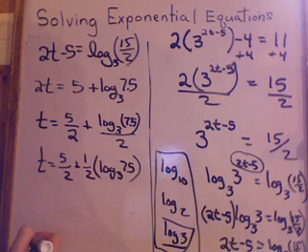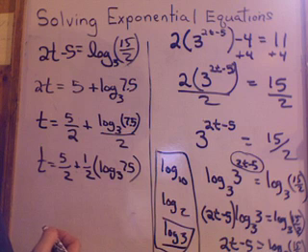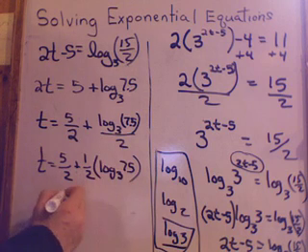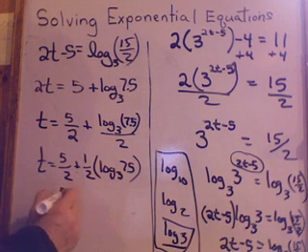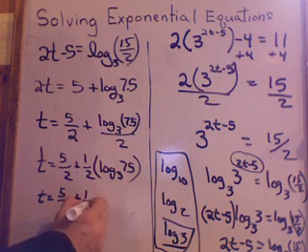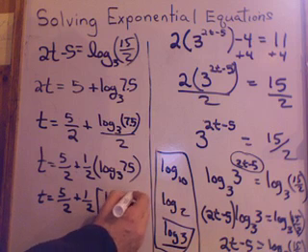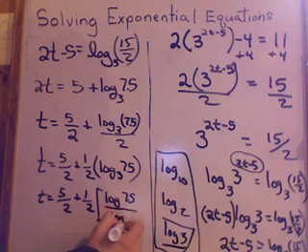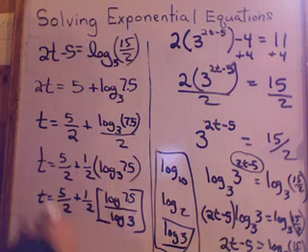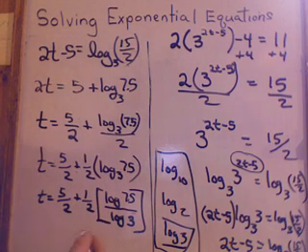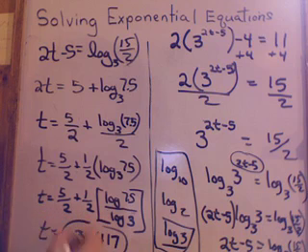Oh, what can I do with that? Change of base formula, right? So I can do t equals 5 halves plus 1 half times the quantity, log base 10 of 7.5 over log base 10 of 3. You can plug that into your calculator and hopefully you get 3.417. That was a longer problem. But I have confidence. You can do these.